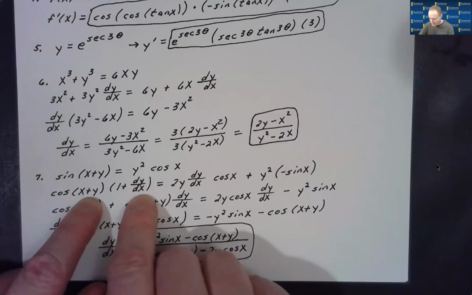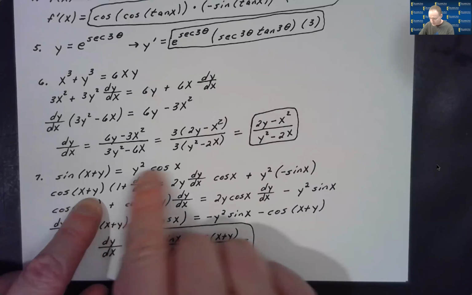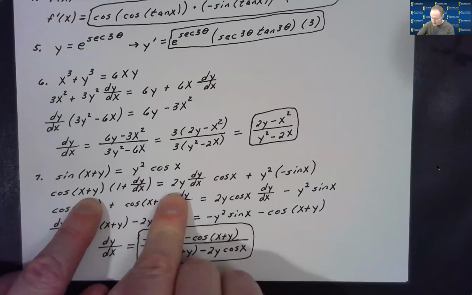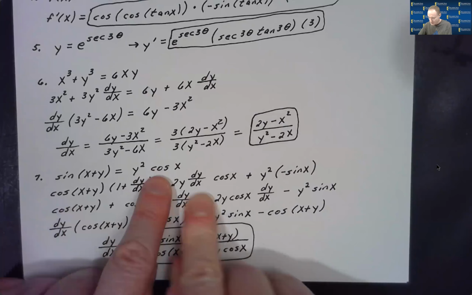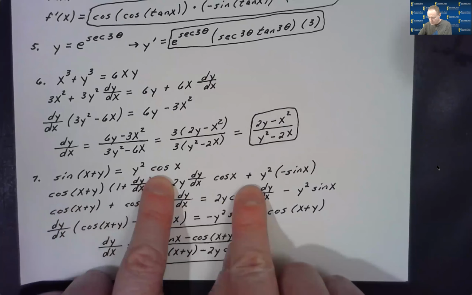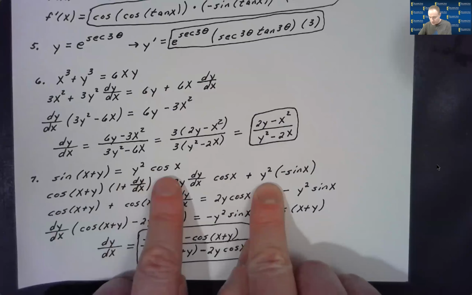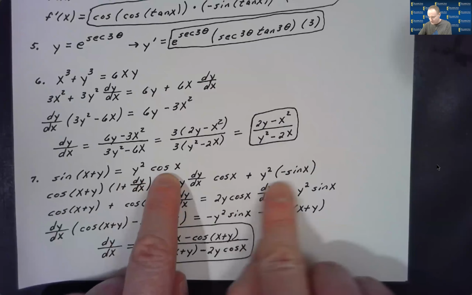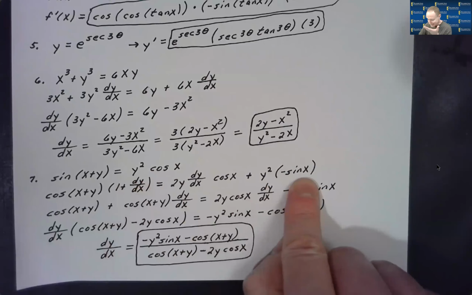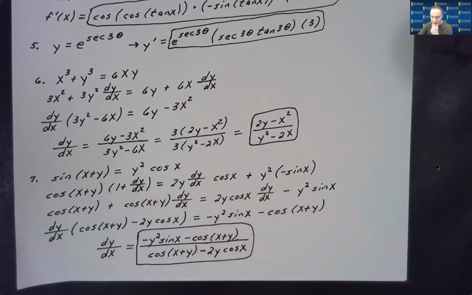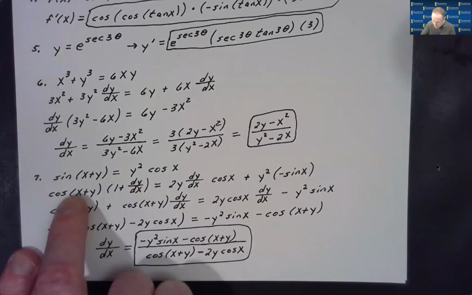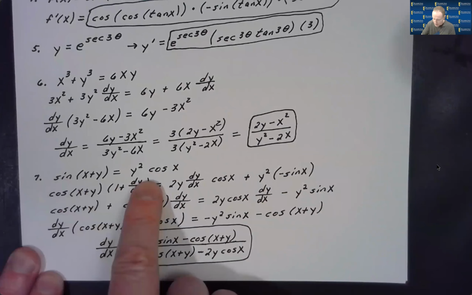Now on the right-hand side, it's a product. So derivative of the first is going to be 2y dy dx times the second, cosine x, plus the first, y squared, times the derivative of the second. Derivative of cosine is negative sine. So then at that point, I need to move all my dy dx terms to the same side. In order to make it easier to see which terms had the dy dx, though, I went ahead and showed that this cosine of x plus y was multiplying both terms in this expression after it.